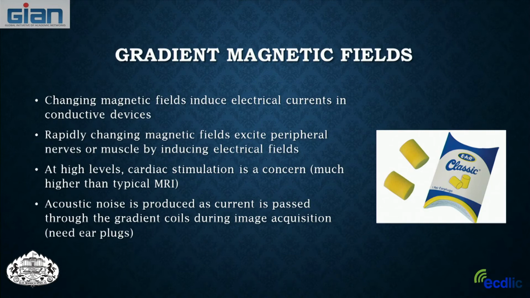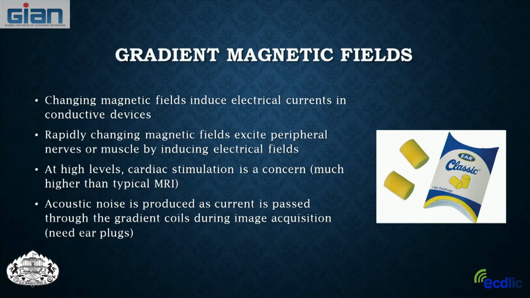Okay, these gradient magnetic fields, again, these changing fields can induce electrical currents in the conductive devices. We don't want any closed loops. And I'll show you some pictures of some burns that can result after we go through some of these things.